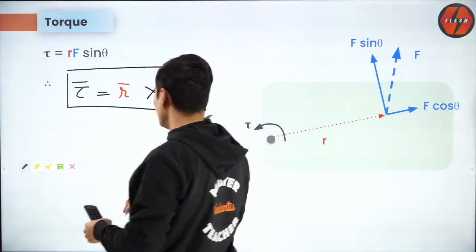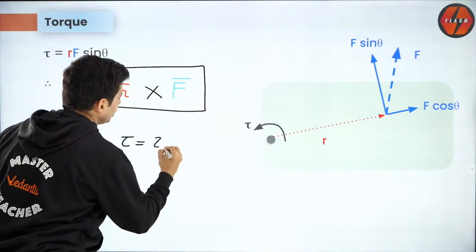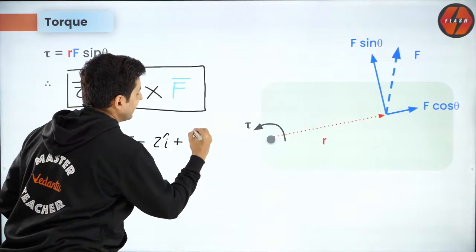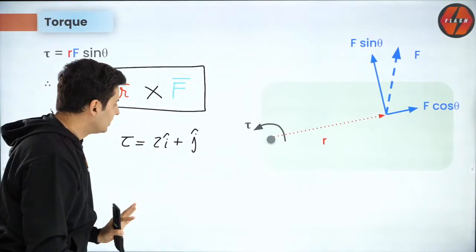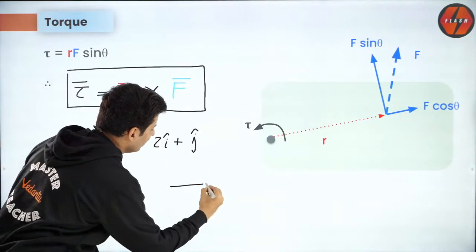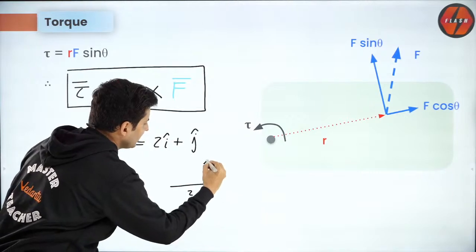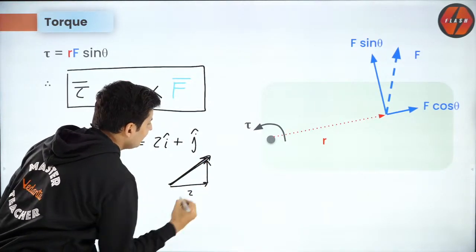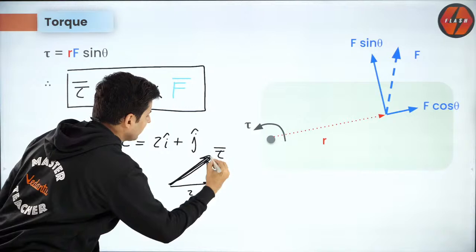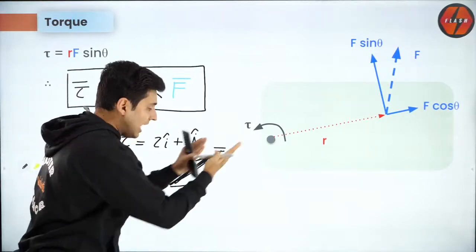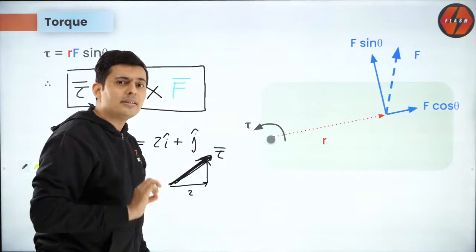Understand, if I tell you torque is 2I cap plus J cap, all you need to do is 2I cap is here and 1 J cap is here. So the torque is in this direction. This is the direction of the torque. Does that mean something is actually going there? No, nothing is going there.